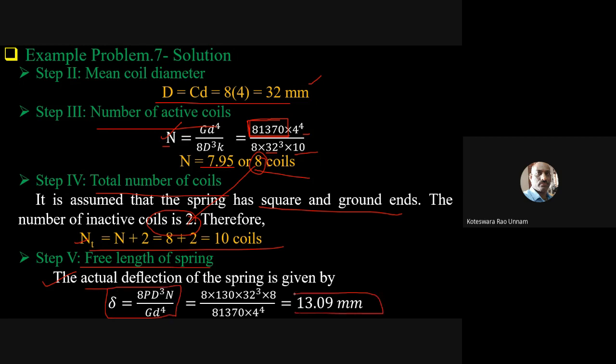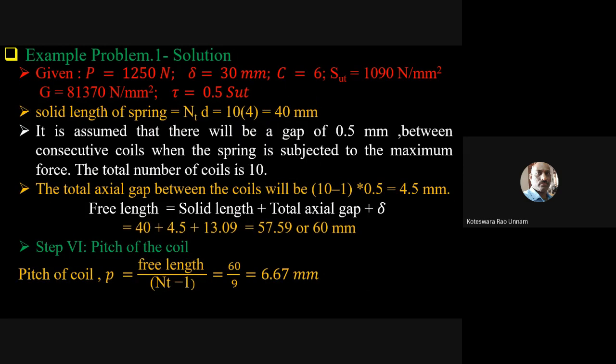If you substitute that, the axial deflection is 13.09, but here he has given only 10 mm. So therefore, you have to take this one as the axial deflection for the given diameters. Then solid length is the total number of coils multiplied by wire diameter, which comes out as 40 mm, and a gap of 0.5 mm is assumed between the consecutive coils. So the total gap is going to be 10 minus 1 into 0.5, which comes out as 4.5 mm. So now I know all 3 parameters, that is solid length, total gap and delta. I'll substitute those 3: 40 plus 4.5 plus 13.09. So you'll get 57.59, which may be rounded up to 60 mm.